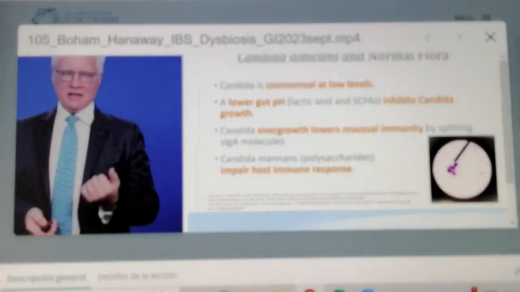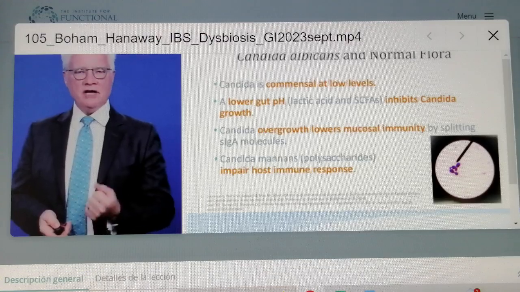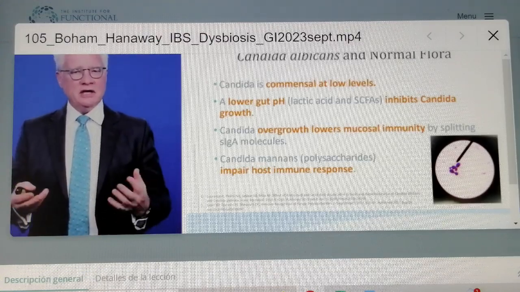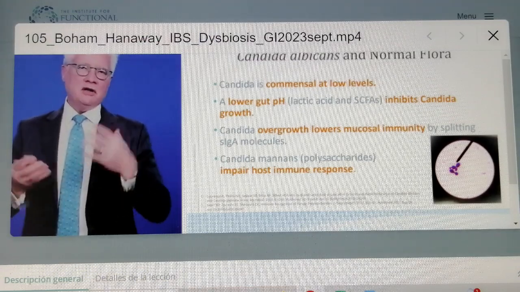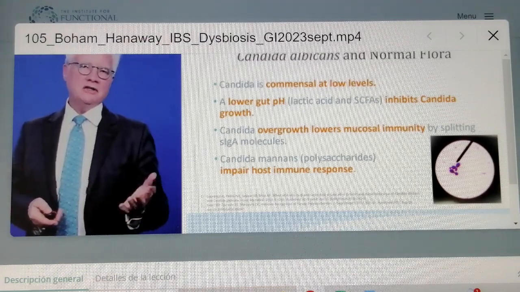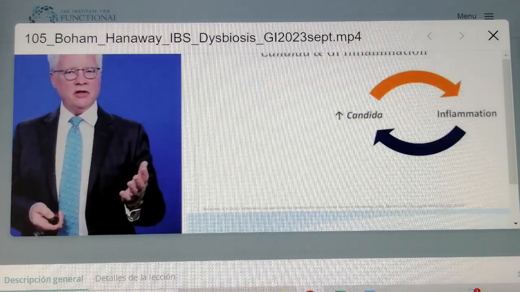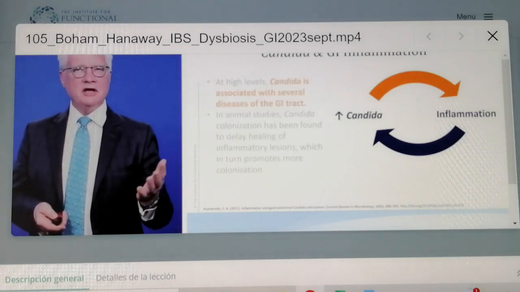Candida albicans, as I noted earlier, is a part of the normal flora of the gut. It's present there in low levels. When it's present there in high levels, we can begin to see issues that occur. It lowers mucosal immunity and leads to an impaired host immune response. We also see that when there's increases in Candida, there are increases in inflammation that goes on.